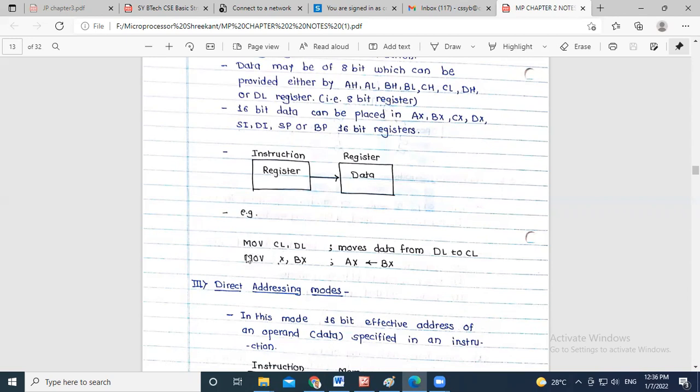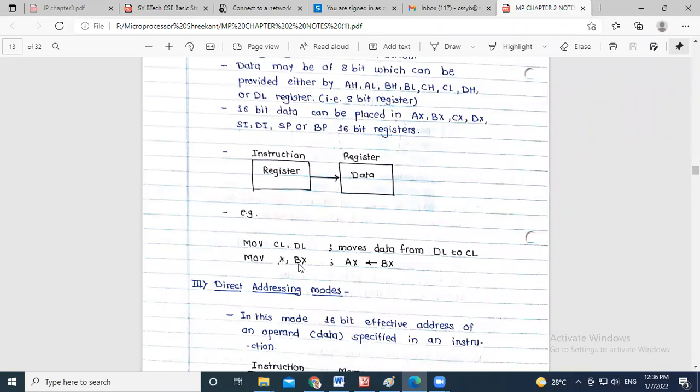Same way in the second example, with X. This is actually CX, there is a mistake. Please all of you correct it in the notes. Make it CX, sorry, AX. So it is AX, BX. Whatever the value of BX is, that value is transferred into the AX register.